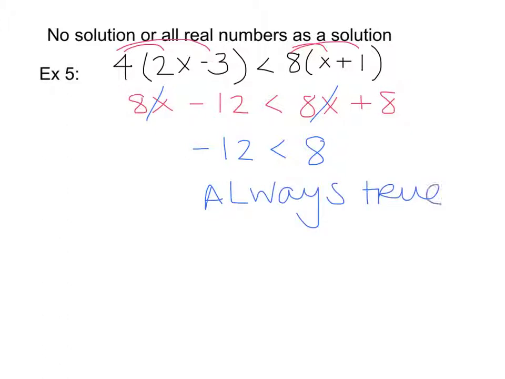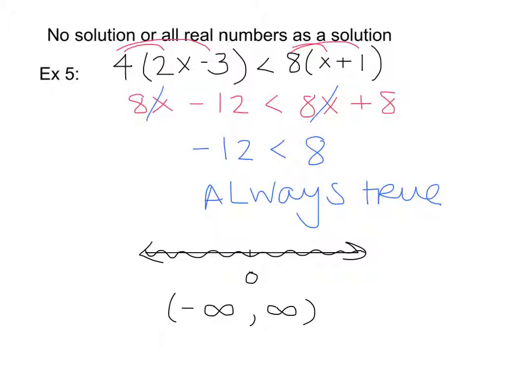If you were looking at that on a number line, for it to always be true, your entire number line is going to be colored in because any value of x would make this statement true. So that means your answer is going to be all real numbers. In interval notation, all real numbers, or your entire number line, is negative infinity to positive infinity.